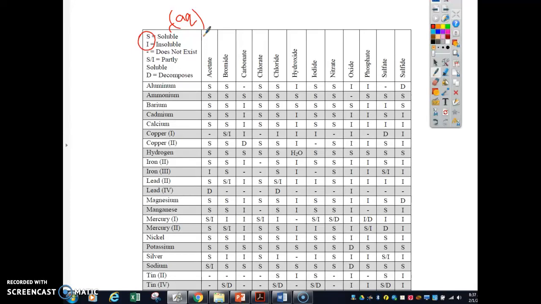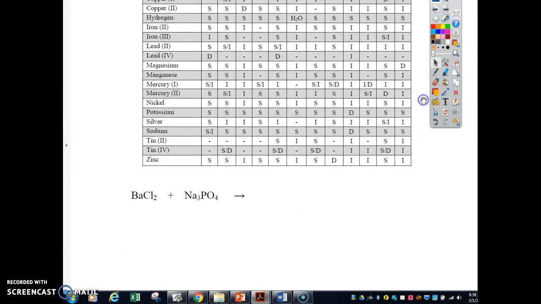If you write out a reaction and something is insoluble, that's when you might put a little S in parentheses after it, saying that that stuff remained a solid or precipitated out of solution, whatever the case may be. So I'm going to look at this example down here. Barium chloride is reacted with sodium phosphate.